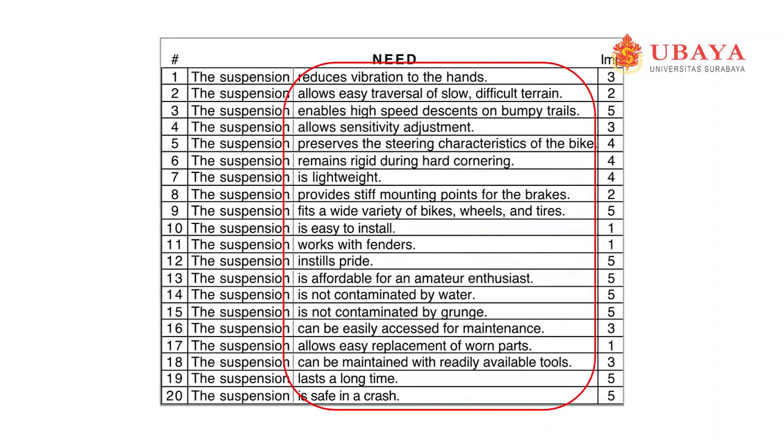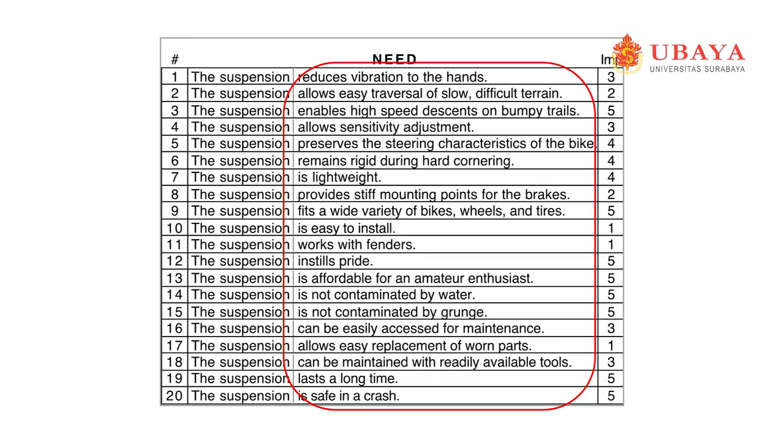So what are the needs for the suspension fork? Wow, we have a list of 20 customer needs. One example is that the suspension reduces vibration to the hand. Why is this very important? When you ride a bicycle, you hold the bar with your hands, right? So to make it comfortable, we try to reduce the vibrations, because vibration is not good for your health. It's not good for your body.